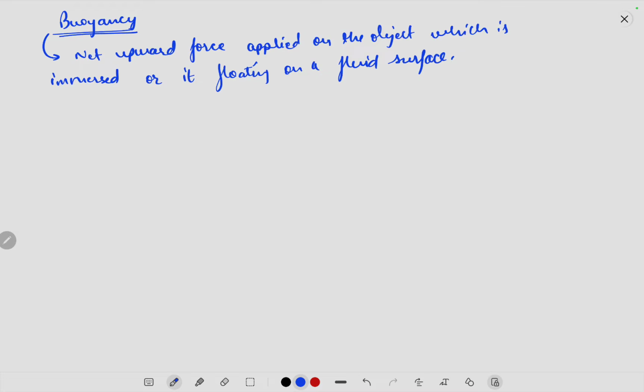Now what will be its value? What will be the force? What will be this net upward force value? Let's try to see that. So let's consider fluid inside some container. Okay, so this is, let's say, the fluid inside some container, and a body of some arbitrary shape, let's say, is immersed inside this fluid. So the question is, what is the upward force that this body would feel due to the fluid?